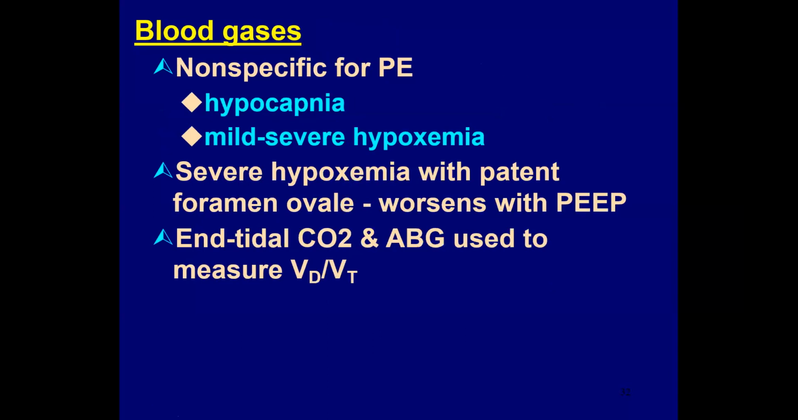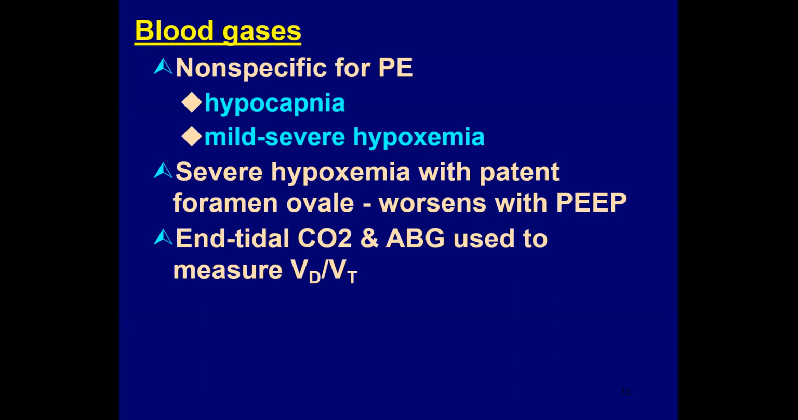The blood gases are not specific for pulmonary embolus. There is most likely to be hypocapnia with mild to severe hypoxemia. Severe hypoxemia will occur if the patient has a patent foramen ovale, or, again, same thing with an adult, an atrial septal defect. This hypoxemia will worsen if we push the ventilator, if the patient is on a ventilator, and we apply PEEP.